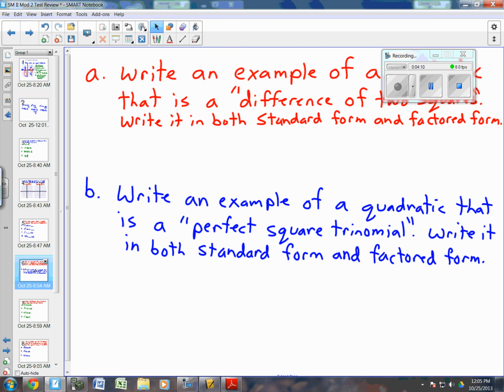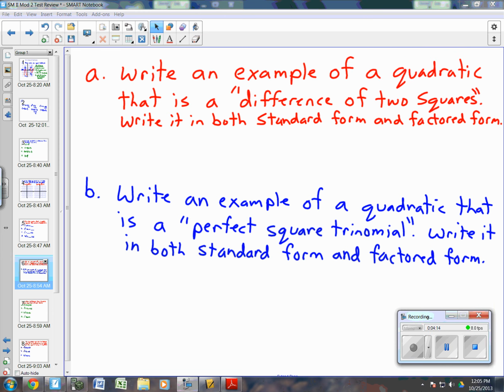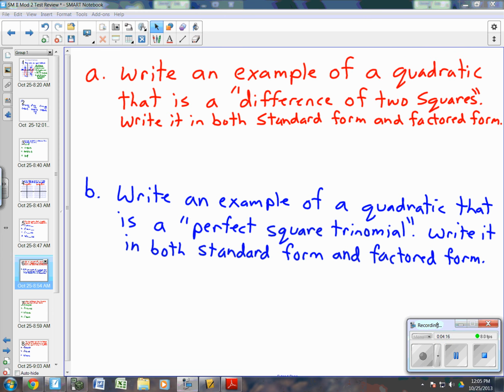One of the review questions I'm going to ask you today is actually two questions. It asks you to write an example of a quadratic that is a difference of two squares. Write it both in standard form and factored form. And then part B was write an example of a quadratic that is a perfect square trinomial. Write it in both standard form and factored form.